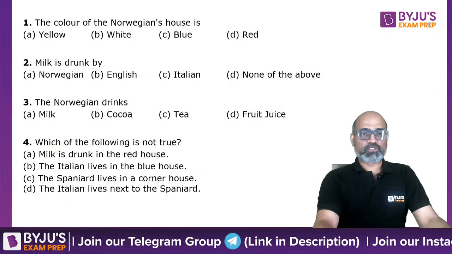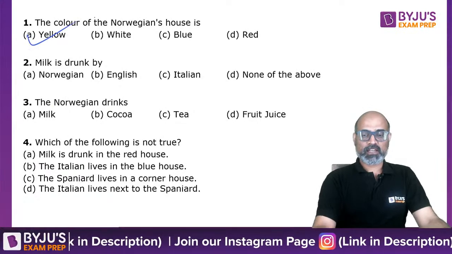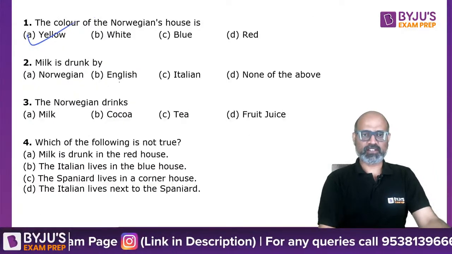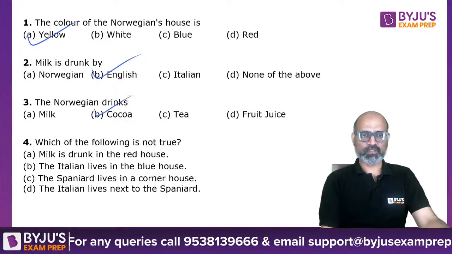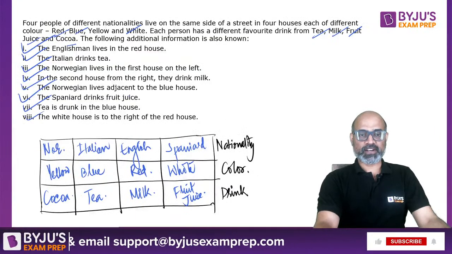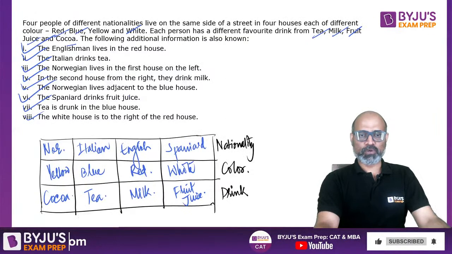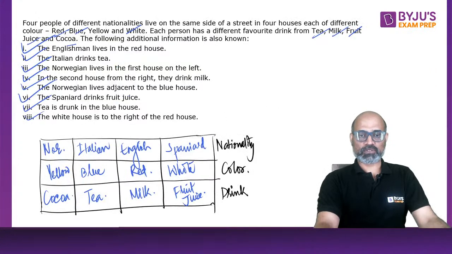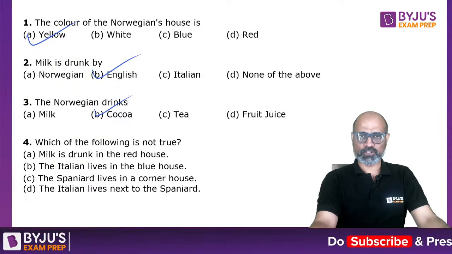So the color of the Norwegian house is yellow. Milk is drunk by English guy. The Norwegian drinks coca. Which of the following is not true? Milk is drunk in the red house. Yes, it is. The Italian lives in the blue house. He does. The Spaniard lives in a corner house. He does. So 4th statement, D option should be the answer, which should not be true.